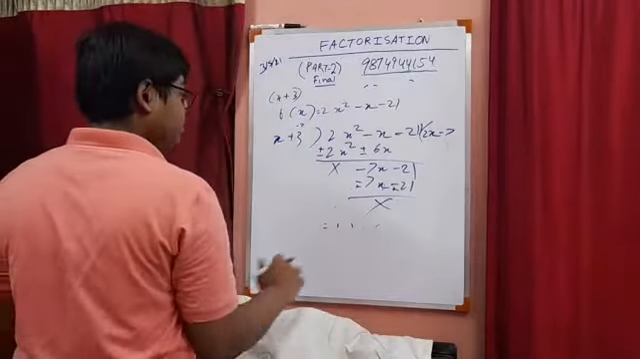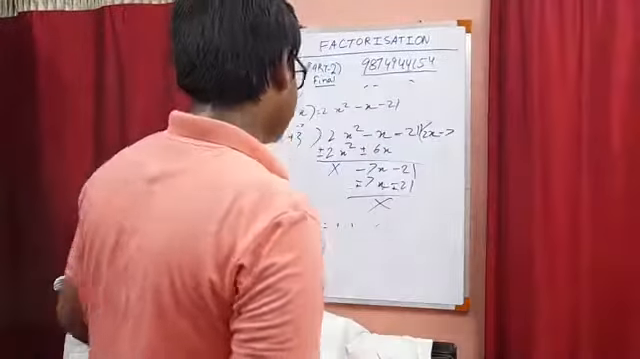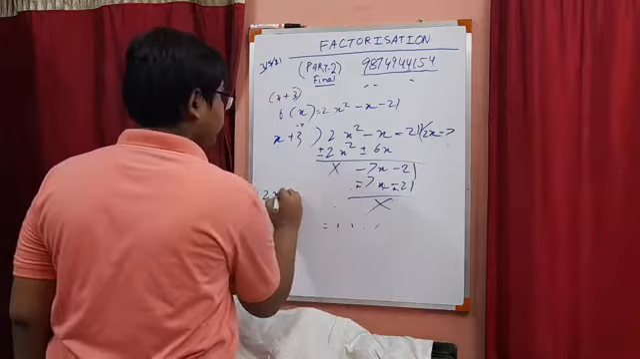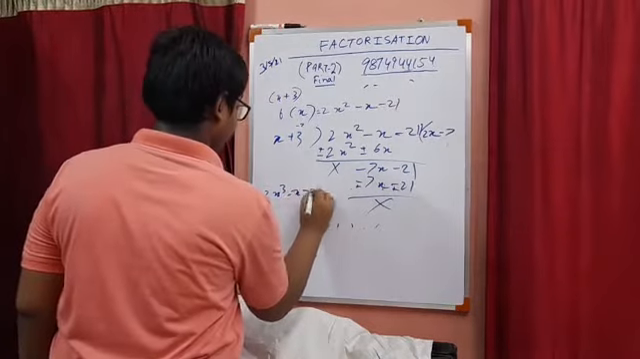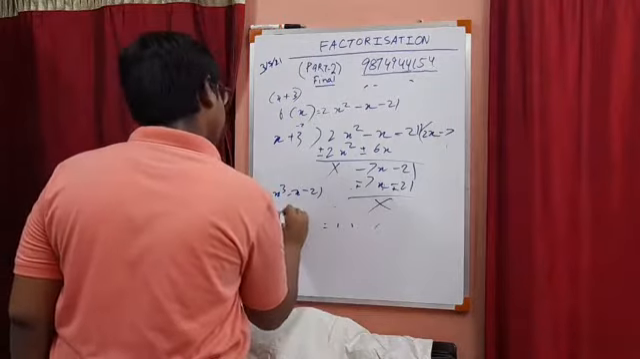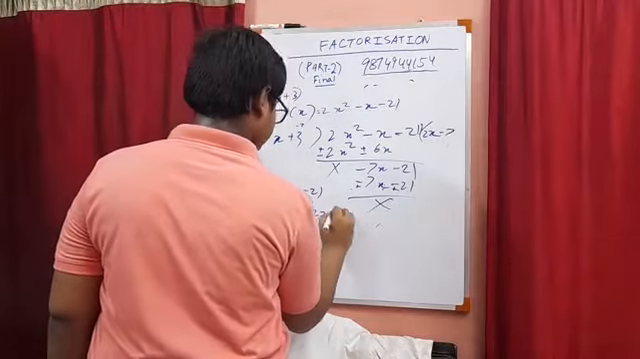Now by the statement, to show that this polynomial is completely factorized: 2x squared minus x minus 21 is completely factorized by x plus 3 into 2x minus 7.